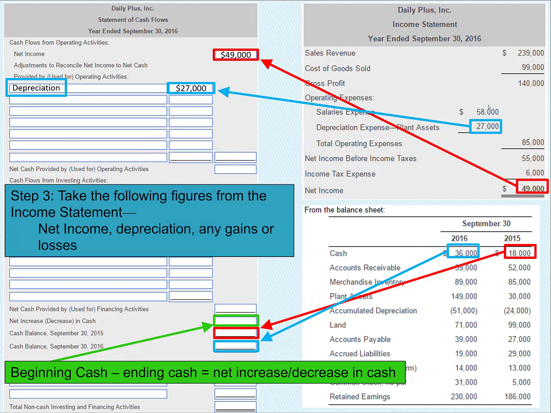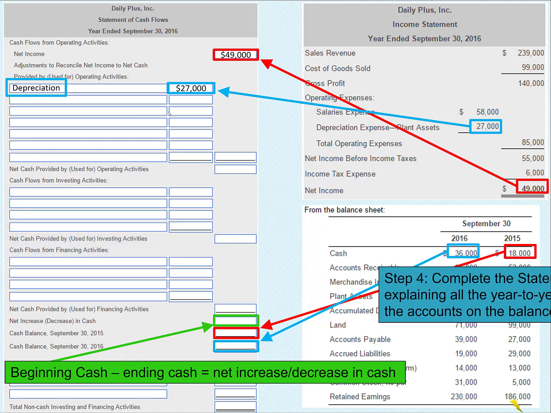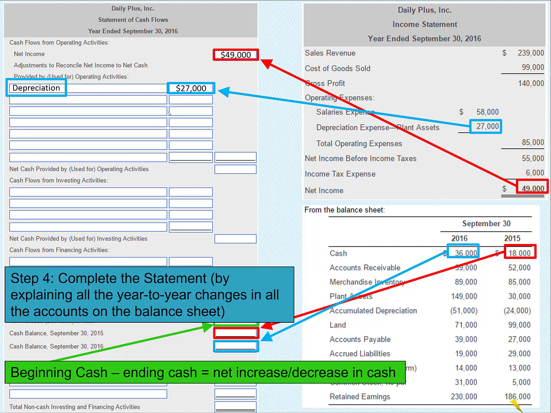And if we had any gains or losses on the income statement, those would go over here as well. From a previous video, you remember that we back out any gains or losses. So if you had a gain, you would subtract it. If you had a loss, you would add it back in. Then you complete the statement by explaining all the year-to-year changes in all the accounts on the balance sheet.